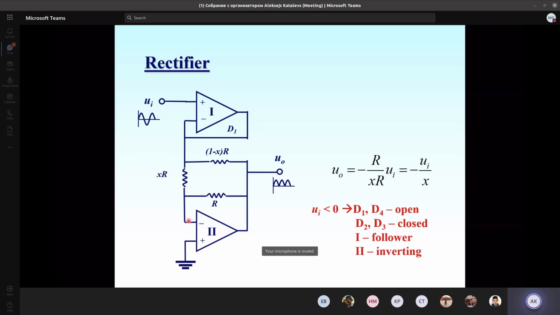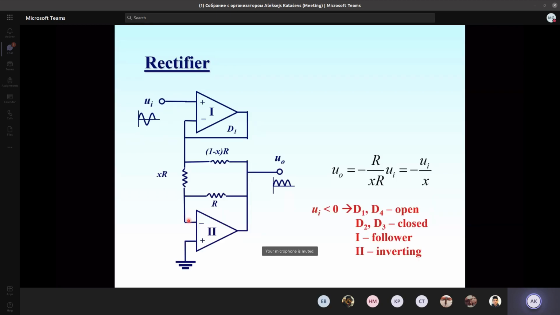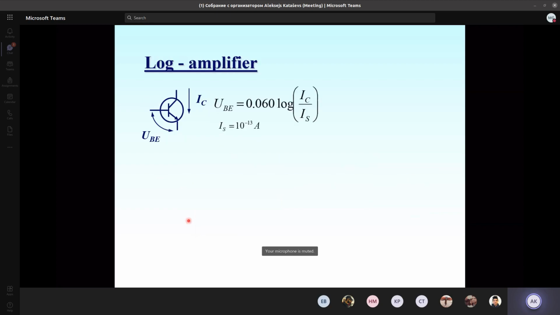And the second example is when D1, D4 is open and D2, D3 closed. And indeed, the first is a follower, and the second now is just an inverting amplifier. So please review these both cases once more at home, trying to understand how the circuit works.